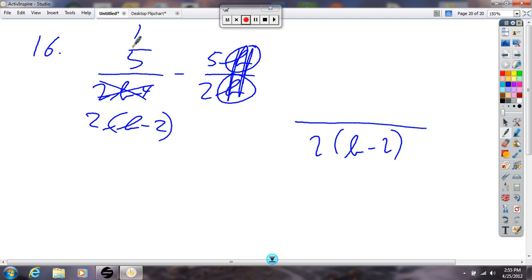What's here that cancels? The 2. The 2's cancel, so what did not cancel? The b minus 2. Alright, this is now gone. We canceled. And the 2's gone. We have everything on top, everything canceled. Now multiply. 1 times 5? 5.